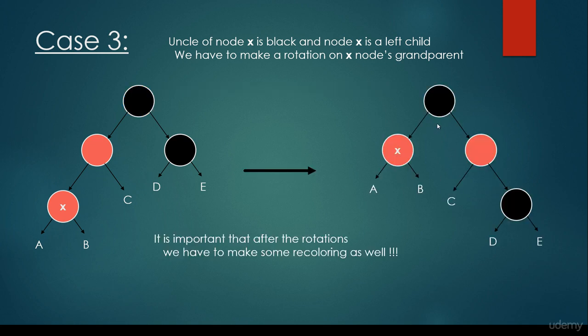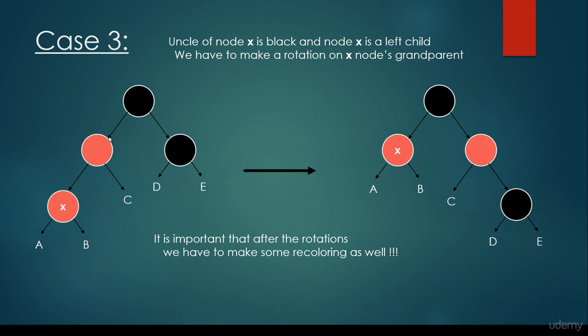And we are going to end up with this situation. We have to rotate the grandparent to the right. It is a basic rotation as we have seen for the AVL trees. So the subtrees are going to change, as you can see. This node X's parent has the right child C, and it's going to be the left child of the previous grandparent.